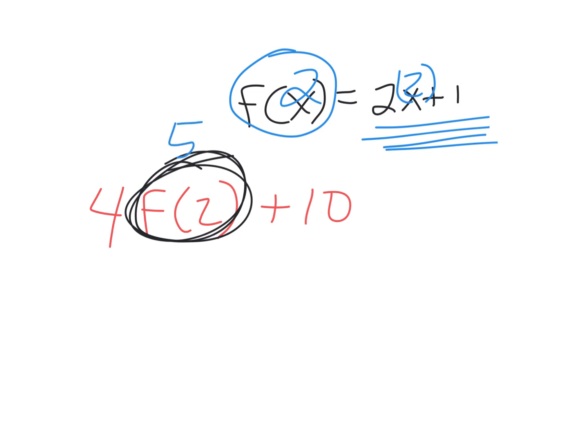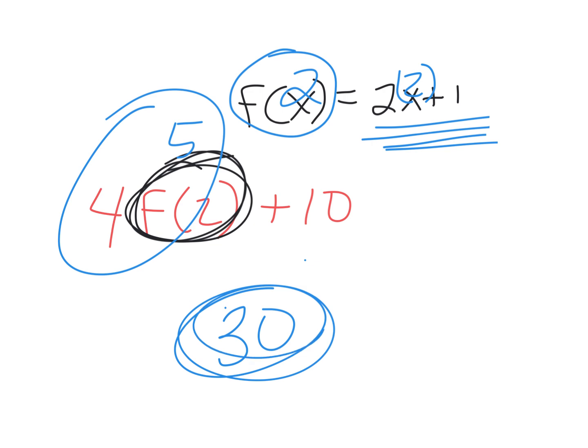And now, I hope you know that's not 45. It's 4 times 5 plus 10. Calculators can do that. It's 20 plus 10 is 30. Raise your hand if you had 30. Sweet. Okay, good. I think you get it.